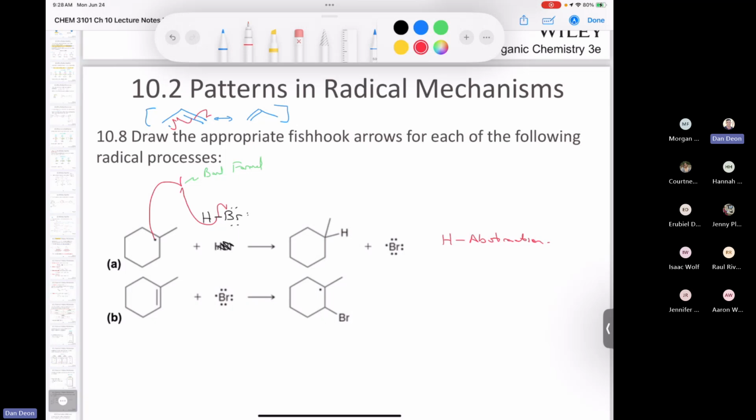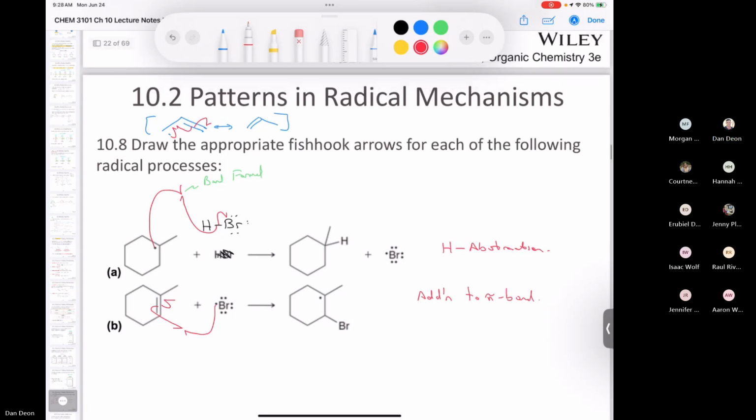This one would be addition to a pi bond. Anyhow, so we have our pi bond here, and we end up forming a sigma bond off of here. And so how are we going to draw that? Well, we're going to put one fishhook here, and then we're going to take the unpaired electron, and we're going to say we're making a bond between the bromine and this carbon. The other radical is going to end up here to make a tertiary radical. And there you go. Okay, now for my students who are listening to me right now, give me a thumbs up if you think you could draw these arrows with a little bit of practice.